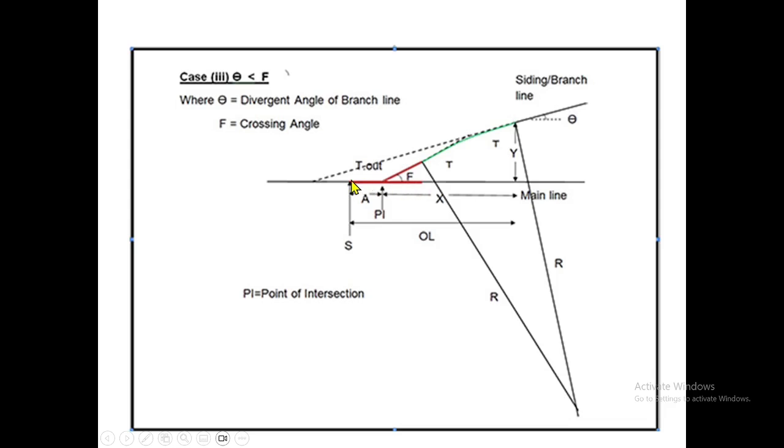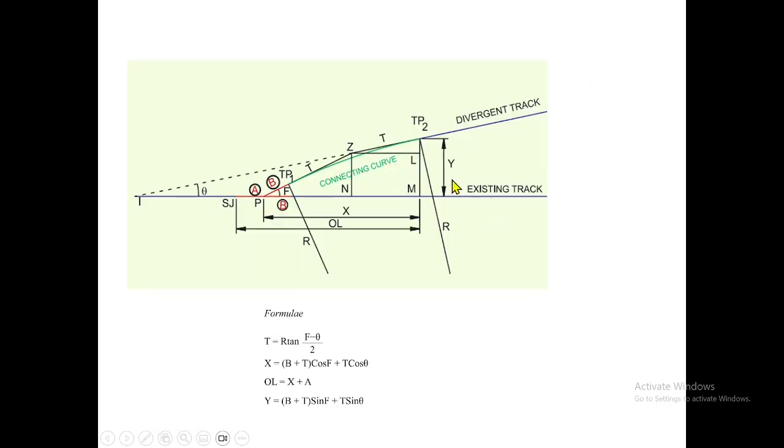After locating this, we insert the point here, and we are able to give the perfect connection of the desired radius. Whatever radius you have proposed, we can give that curvature here. How it can be done, we will see in detail. This is a detailed drawing of this connection. The divergent track makes an angle theta with the main line, but we are fitting a crossing with angle F, which is more than the inclination angle. In this case, this will be the shape of the drawing.